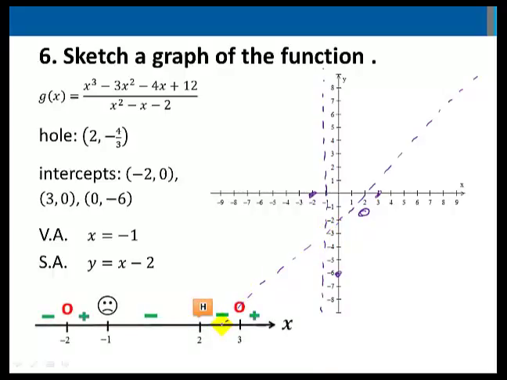Okay, and let's use our sign chart to help us see what's going on. To the left of negative 2, y values are negative, so we'll be below the x-axis. From negative 2 to negative 1, my graph will be above the x-axis. From negative 1 to 2, my graph will be below the x-axis. And then we'll continue below the x-axis till we get up to x equals 3. After that, the graph will be above the x-axis. And note that we are approaching asymptotes as we draw the graph. So this is the graph of the function.